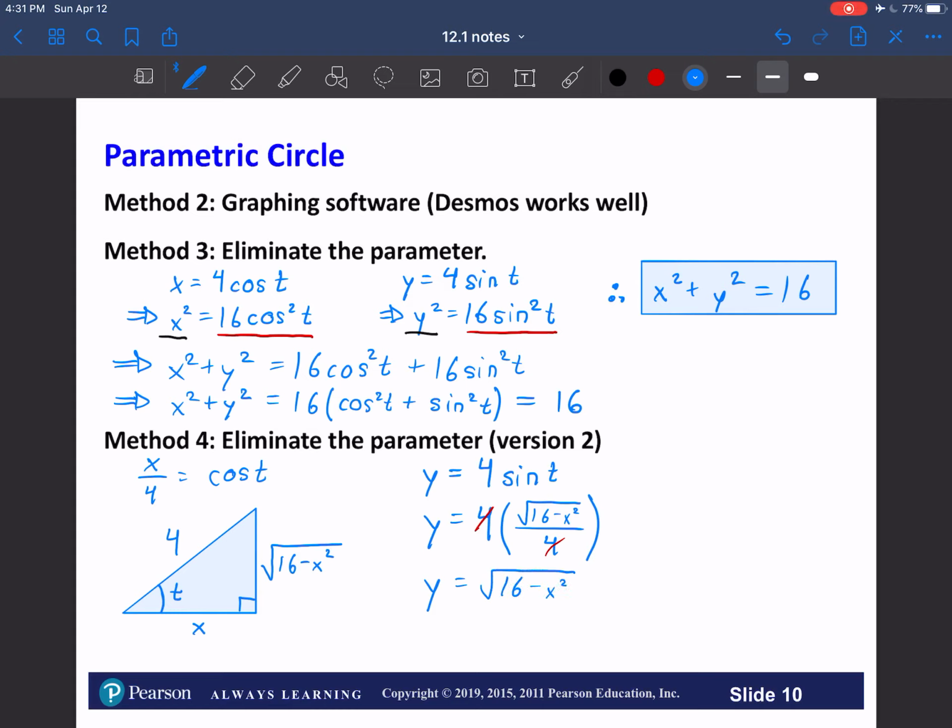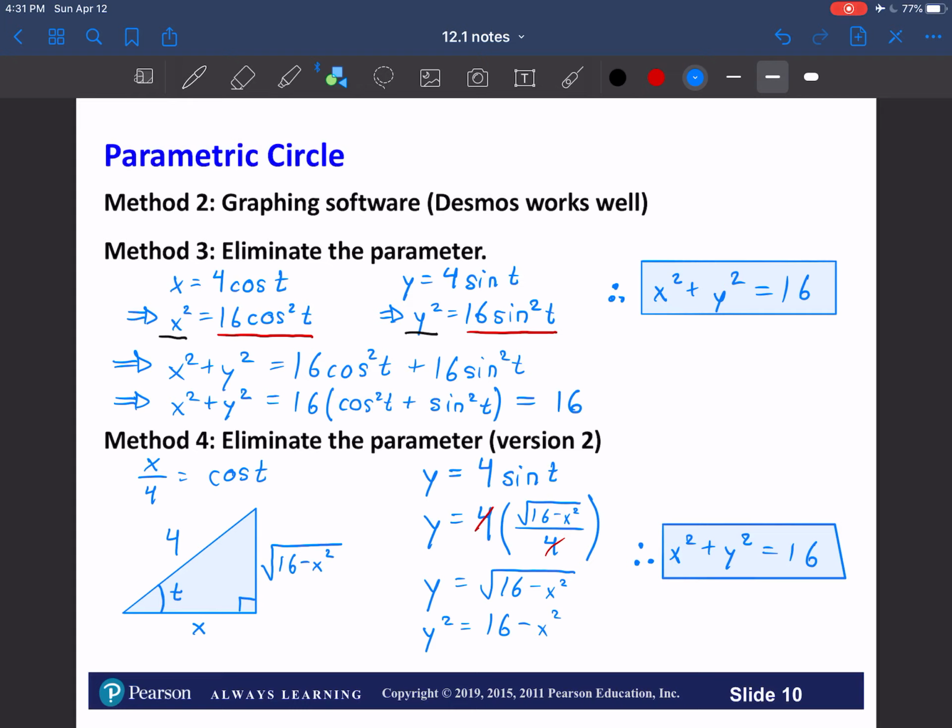16 minus x squared. If we now square both sides, then we will get y squared is equal to 16 minus x squared. And once again, if you add x squared to both sides, you should conclude that x squared plus y squared equals 16, indicating that we have correctly identified this as a circle.